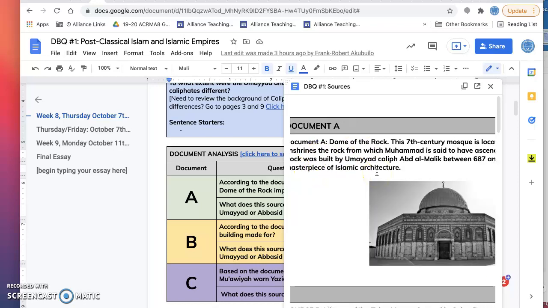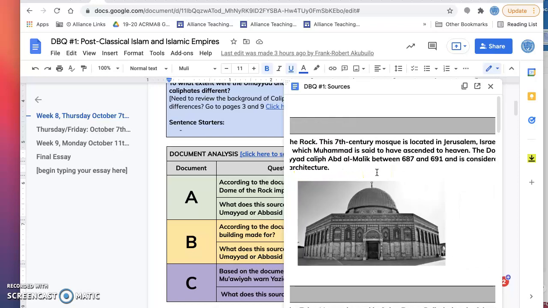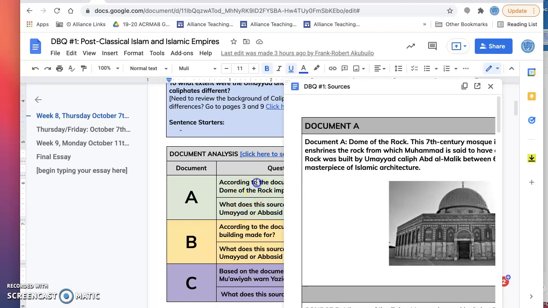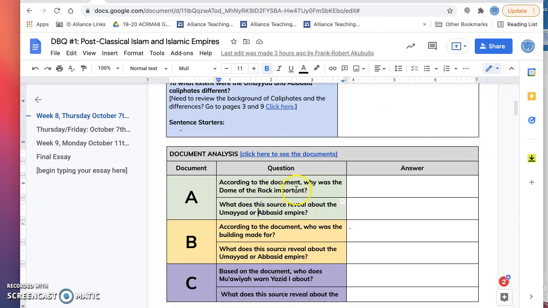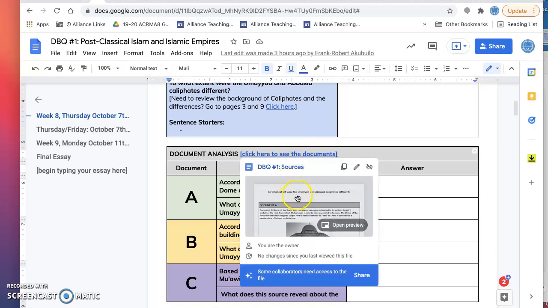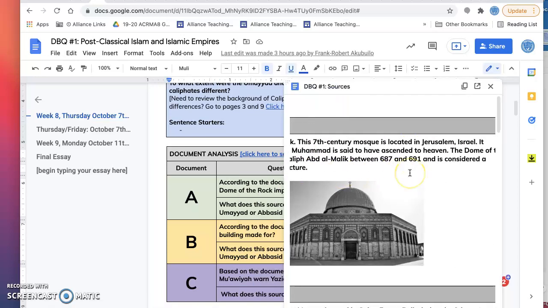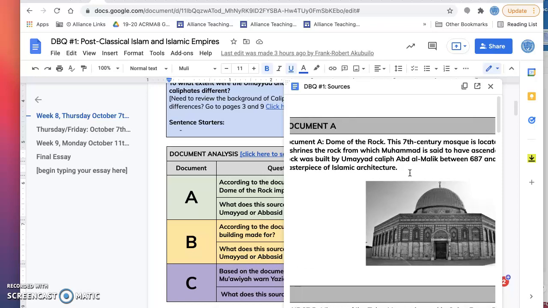All you have to do is read each one and answer the question. So, for example, according to the document, why was the Dome of the Rock important? Well, if you go to your sources, you could say, the Dome of the Rock was important because it was built by an Umayyad caliph named Abd al-Malik. Okay?